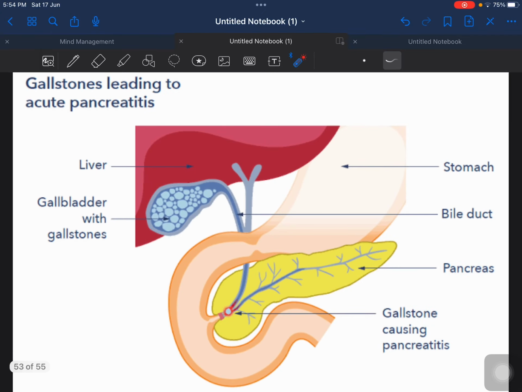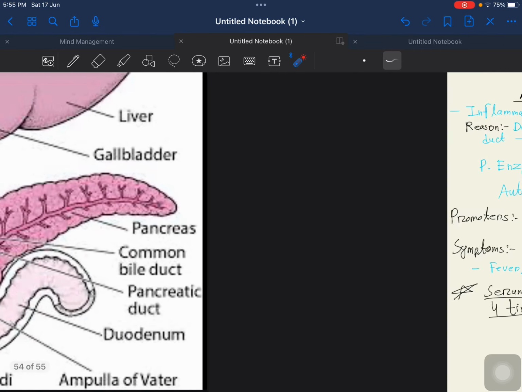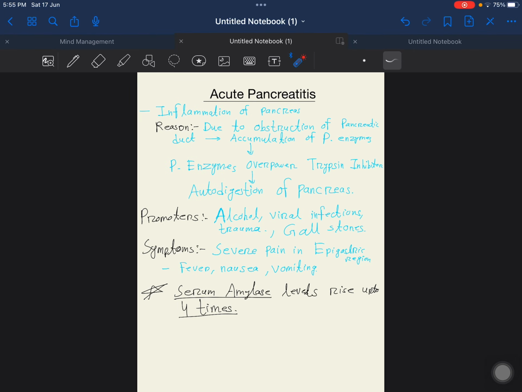Now let's look at what happens in the abnormal condition. So let's say if there is any obstruction in the pancreatic duct, anywhere in this pancreatic duct, that can cause the accumulation of the pancreatic enzymes, and that will lead to the acute pancreatitis. So let's see what exactly happens here, or what you can write in the exam.